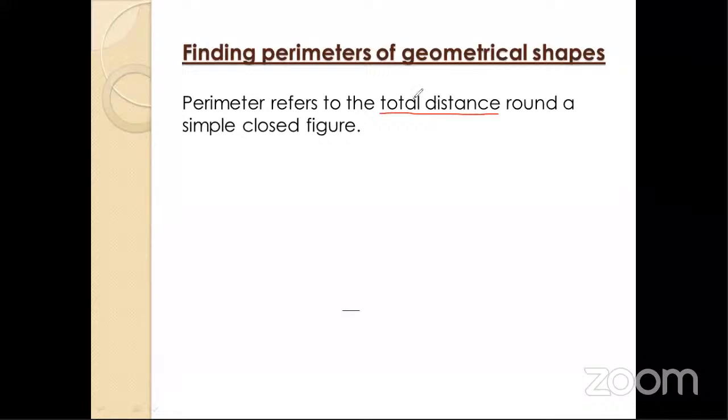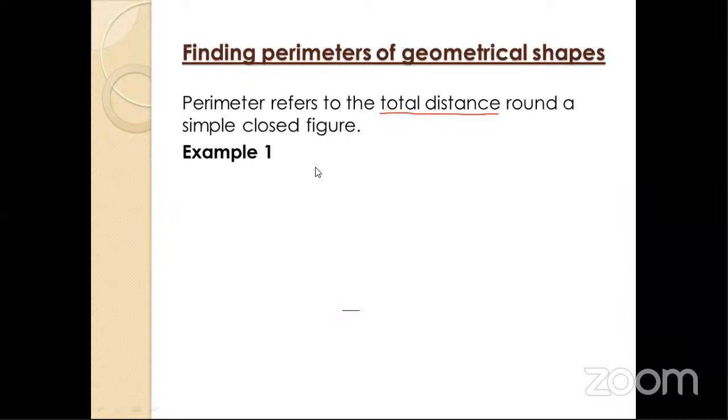So for you to find the perimeter of any figure, you will be adding the distance around the figure. You just need to know how many sides the figure has. So if it has 10 sides, just add those 10 sides together and find its perimeter. So that's what it means by perimeter. Let's continue and see whether they are still talking about perimeter.